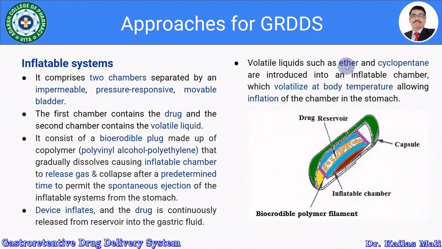Generally, we are using ether and cycloheptane as volatile liquids, which are going to be volatilized at body temperature, allowing inflation of the chamber in the stomach. So this is about the inflatable system. Let us move towards the osmotic systems.